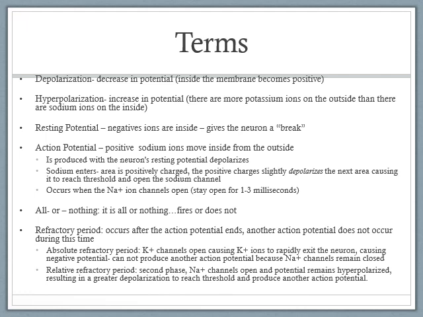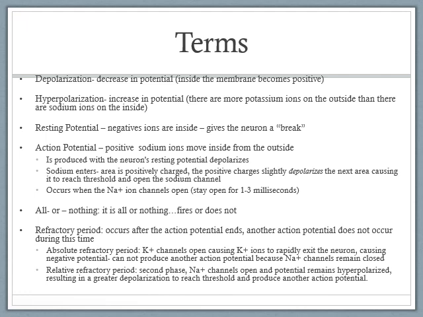Next, it's all or nothing. This concept is it either fires or it does not. It's all or nothing. There is no small action potential. It's full-blown or not at all. Refractory period occurs after the action potential ends. Another action potential does not occur during this time. Absolute refractory period is when the positive potassium channels open, causing positive potassium ions to rapidly exit that neuron, which causes a negative potential. And the neuron cannot produce another action potential because the positive sodium channels remain closed.